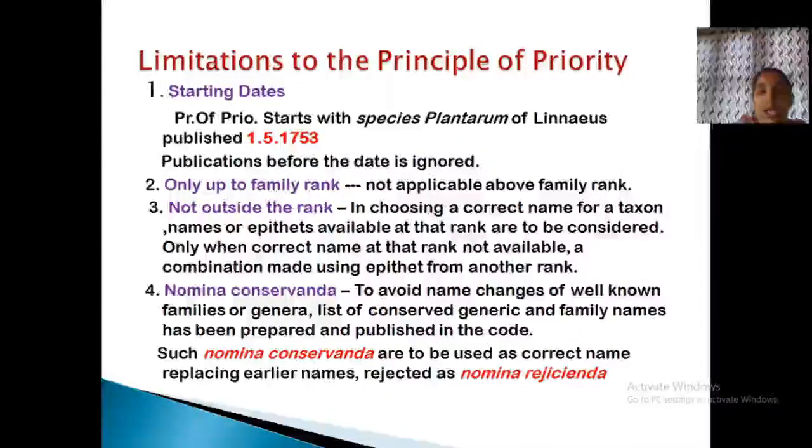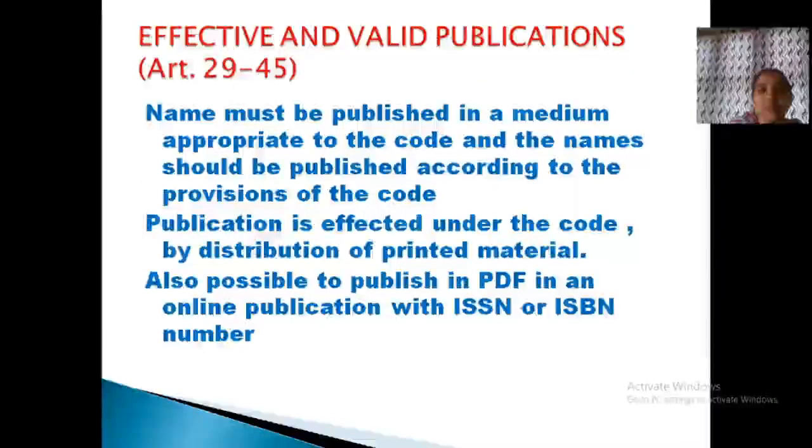Nomina conservanda. And for the correct name, in some such cases of nomina conservanda, certain other names are to be rejected, that is nomina rejicienda. So that is also one of the limitations. That is already written there. We cannot change it. Clear? So the very important limitations are the starting date, then only up to family rank, and nomina conservanda and nomina rejicienda. Okay. So that's all about the rule of priority.